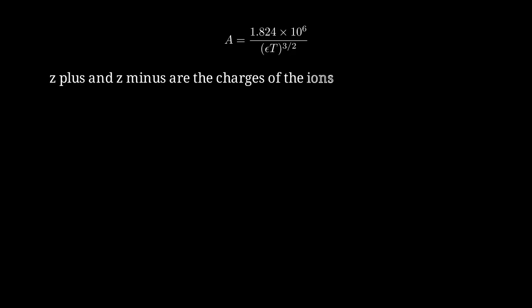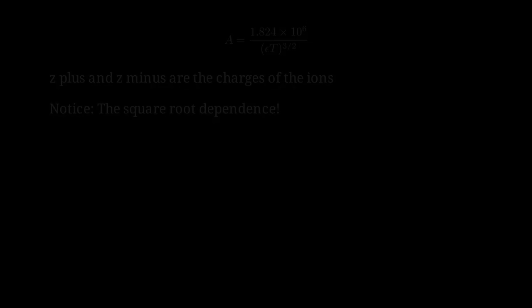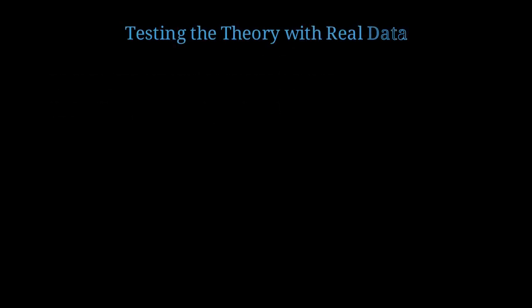Z plus and Z minus are the charges of the positive and negative ions. For sodium chloride, both have magnitude 1. Notice the square root of ionic strength in the equation. This reproduces exactly the experimental observation we discussed earlier. Let's test this theory with actual experimental data and see how well it works.